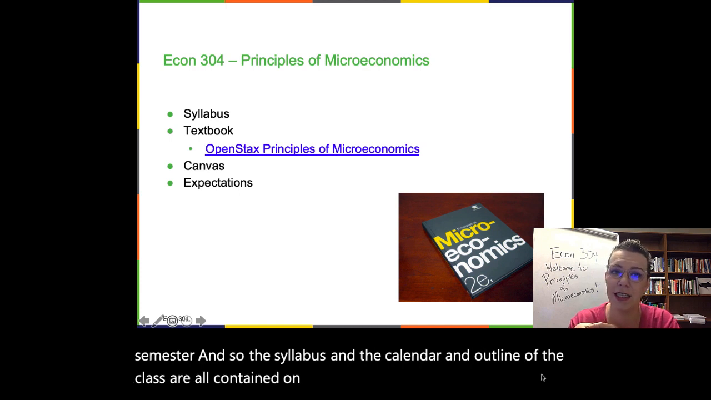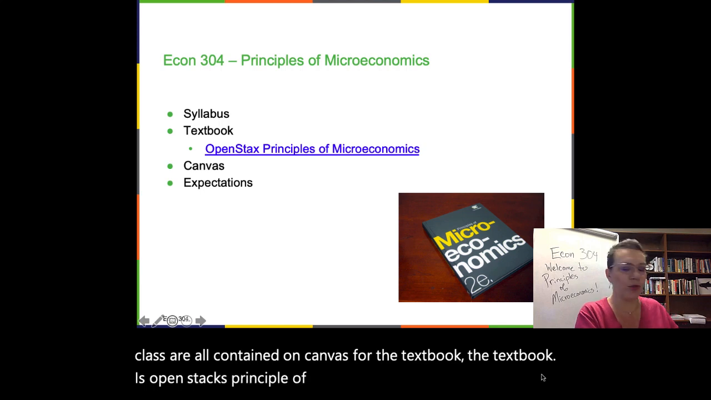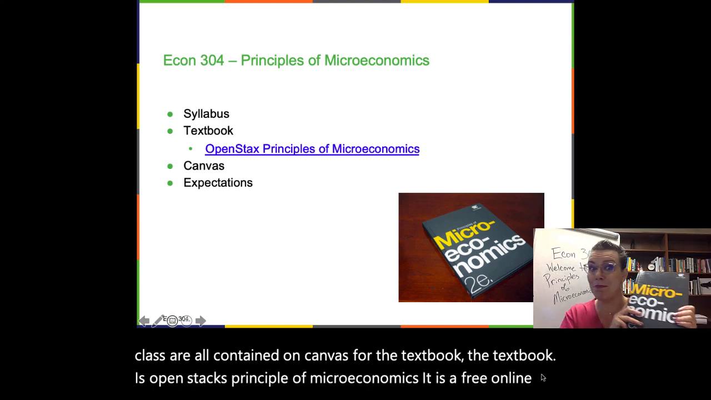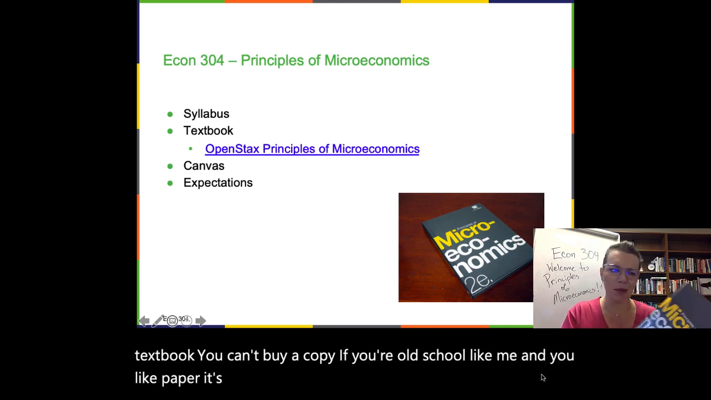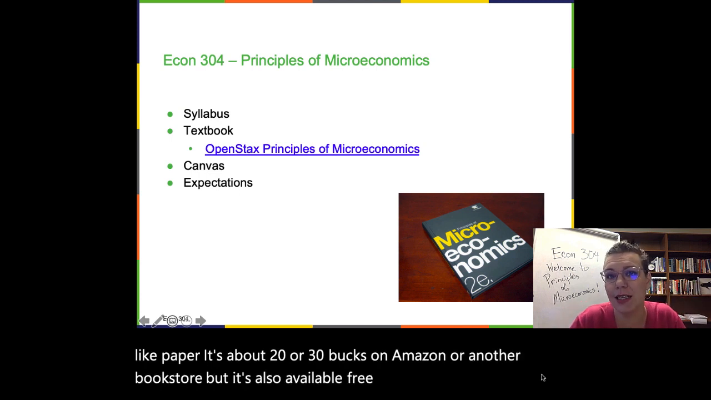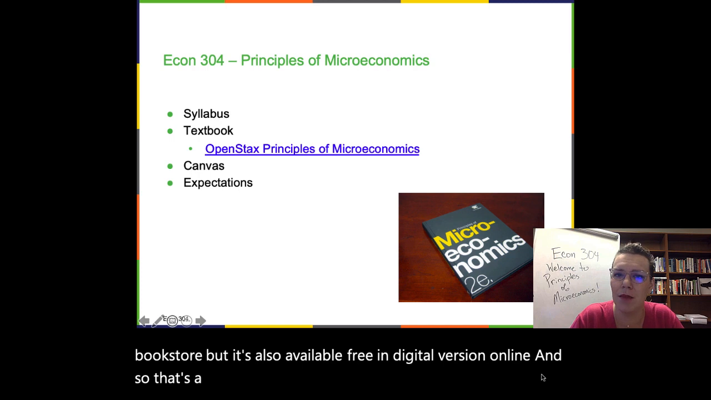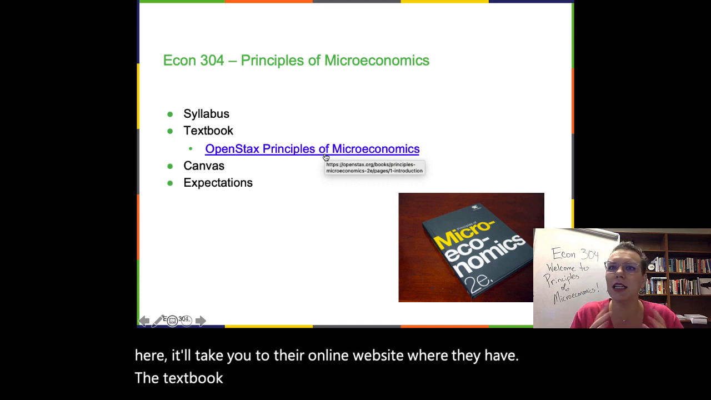The textbook is OpenStax's Principles of Microeconomics. It is a free online textbook. You can buy a copy if you're old school like me and you like paper. It's about 20 or 30 bucks on Amazon or another bookstore, but it's also available free in digital version online. And so that's a really great resource. If you click the link through here, it'll take you to their website where they have the textbook online, resources, lots of great things for students.